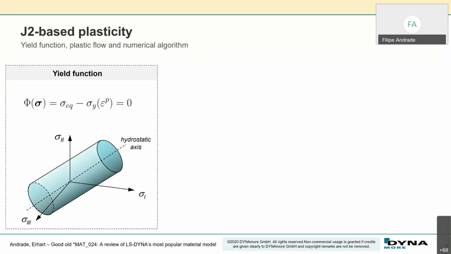So let's start here with this very little theory that we have. Actually, Mat24 is based on the so-called J2-based plasticity.